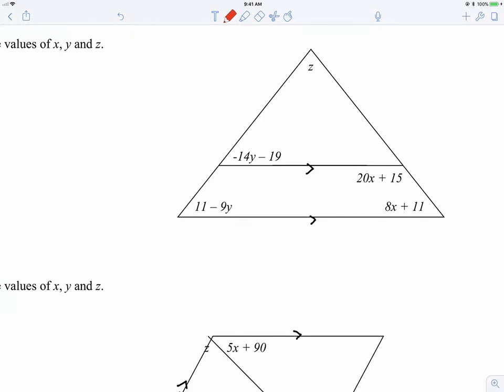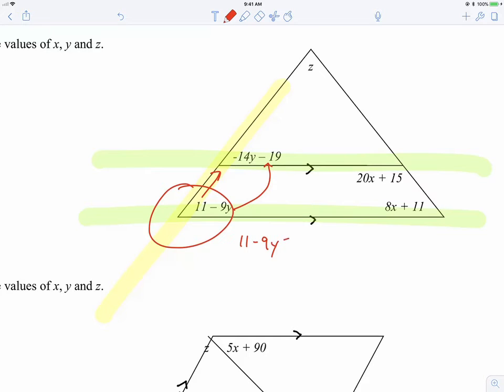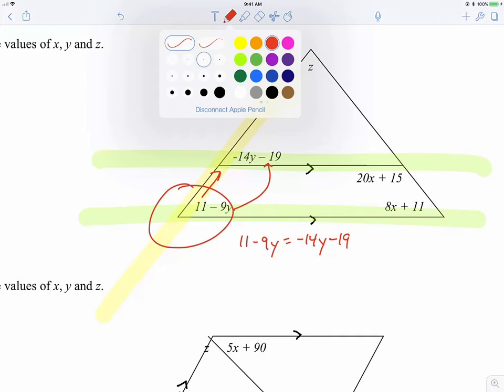On this guy, I notice parallel lines. I notice a transversal. These angles correspond. If I take these four and shift them up here, this angle lays on top of that angle. So those are going to be equal. 11 minus 9y is going to be equal to negative 14y minus 19, because they're corresponding. So that equation has only one variable in it, so I don't need a second equation.